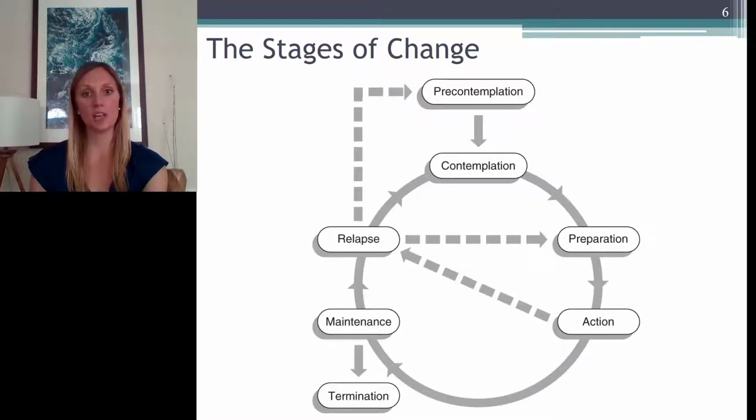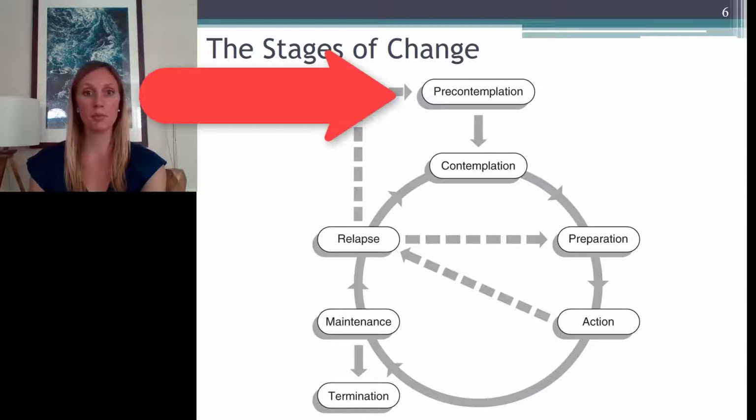The stages of change. Here are the stages of change. And the stages of change are a continuum that go from furthest away from making a behavior change to closest to making a behavior change, or actually making a behavior change. So starting from the bottom, we have pre-contemplation.